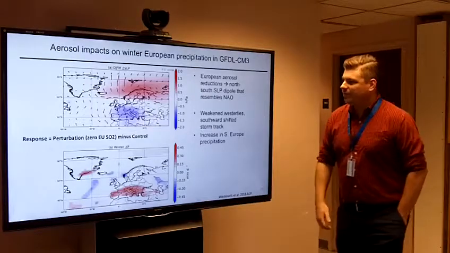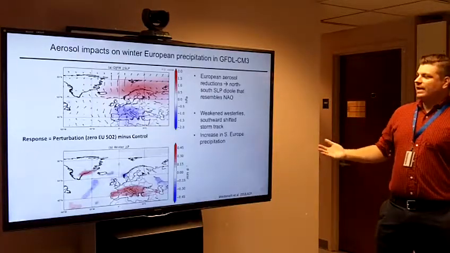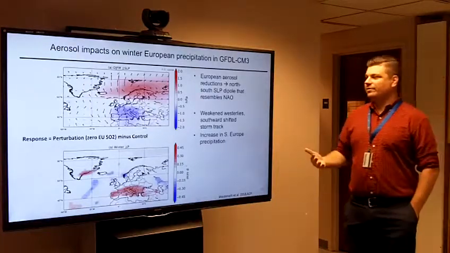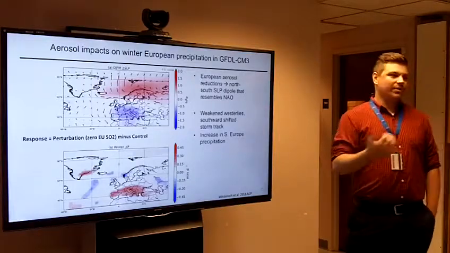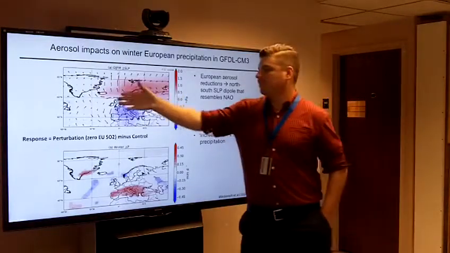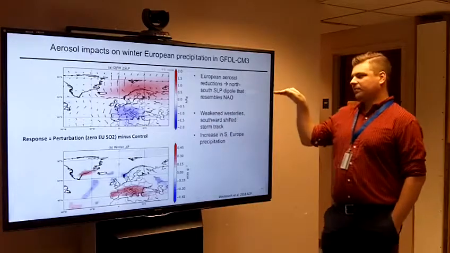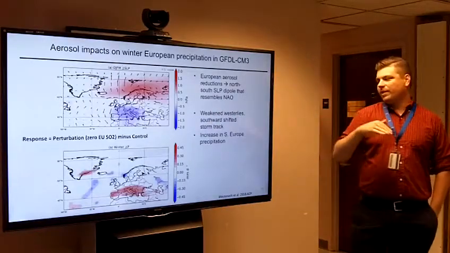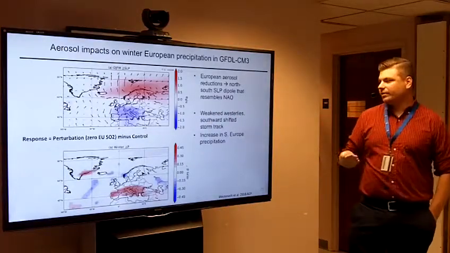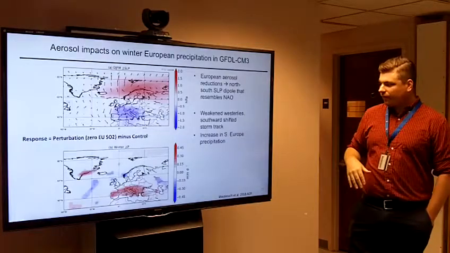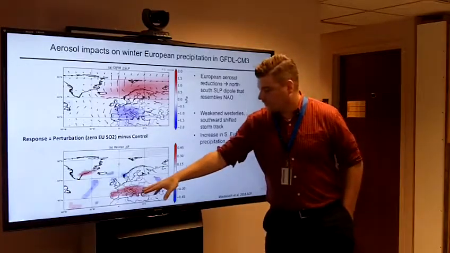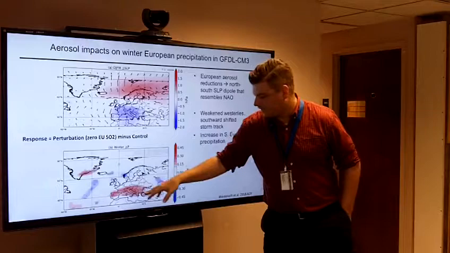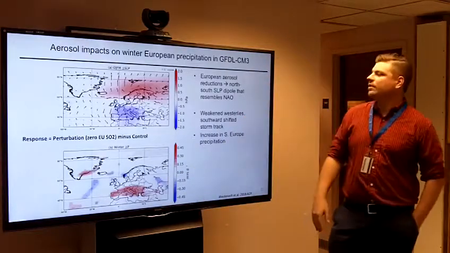But whether or not it's the NAO, it has this effect of weakening the prevailing westerlies. So these are the wind barbs. You can see they're weakening these westerly winds, and therefore shifting the storm track southward. And that brings to the Mediterranean area, southern Europe, an increase in precipitation.